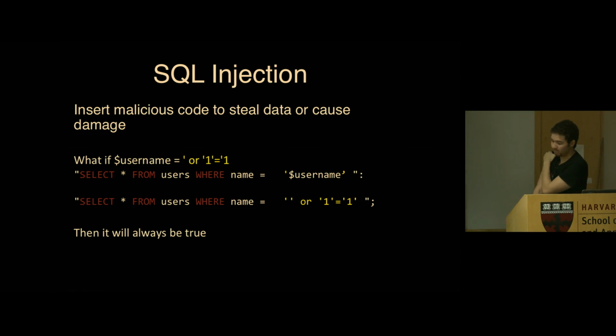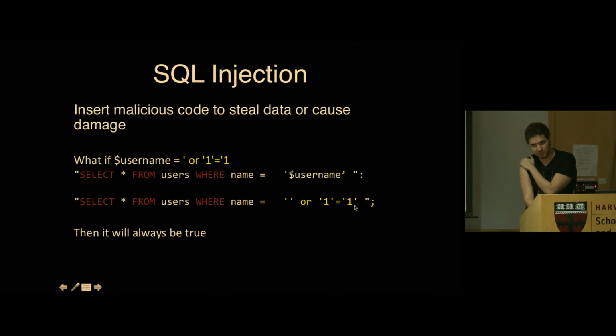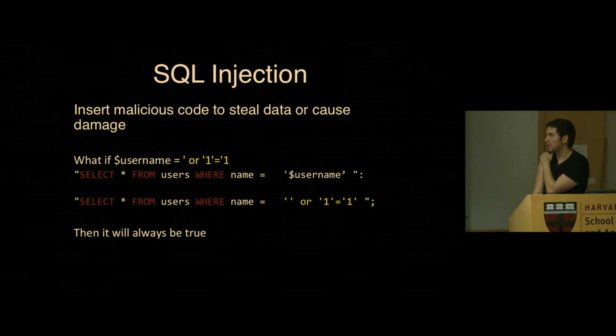So name is nothing, or 1 equals 1. 1 equals 1 is always true. So this will always return information from the users. Okay, we don't need to have the correct username. We can just have anything that we want, and it'll return the information that we need.